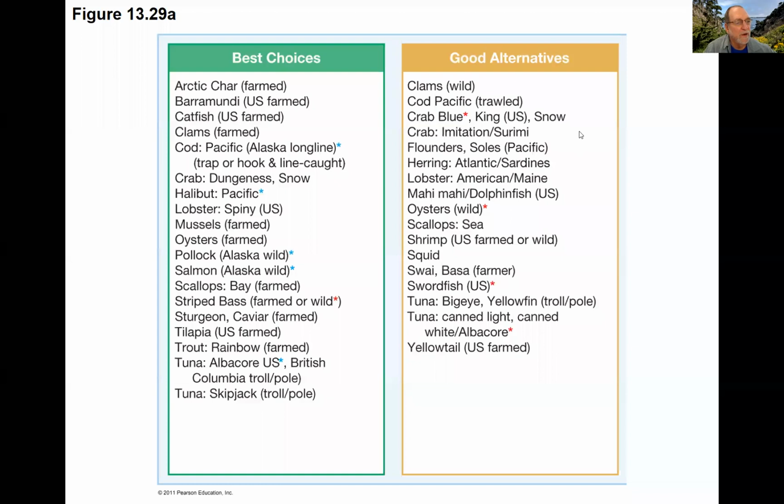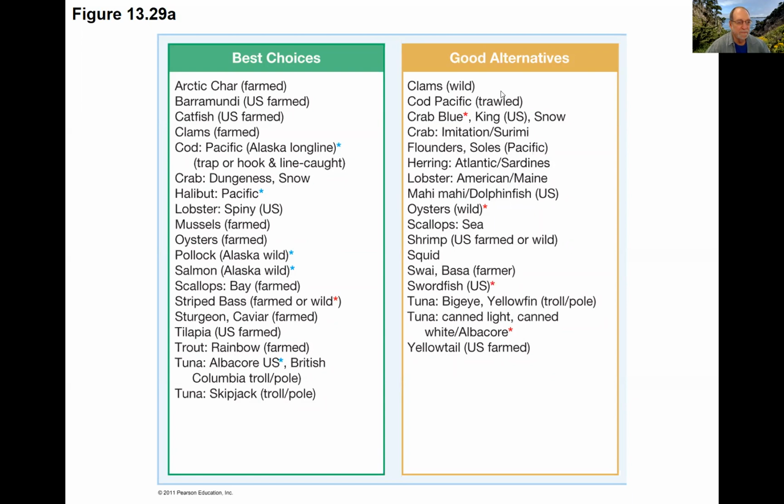Okay, so you can find these things in a variety of places. Best choices, these are the fish they recommend: Arctic char, catfish, clams, cod, halibut, spiny lobster, mussels, oysters, Alaska pollock, salmon. These are all tilapia, trout, farms. So these are all fish that are harvested in a reasonably sustainable way.